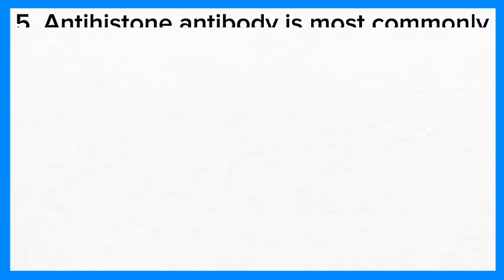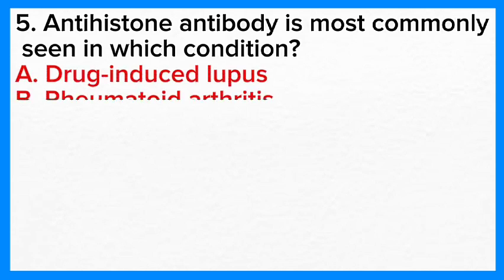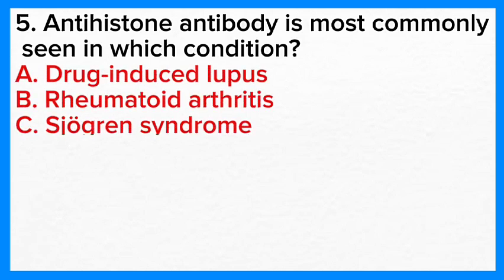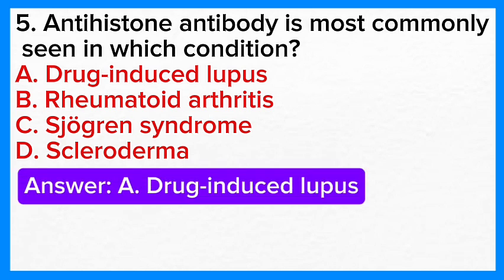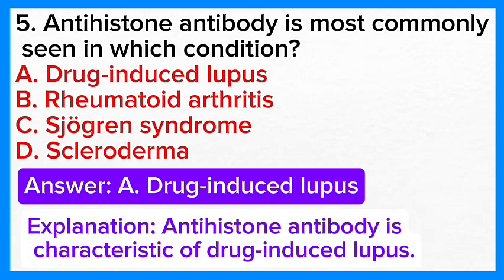5. Antihistone antibody is most commonly seen in which condition? A. Drug-induced lupus, B. Rheumatoid arthritis, C. Sjögren syndrome, D. Scleroderma. Answer: A. Drug-induced lupus. Explanation: antihistone antibody is characteristic of drug-induced lupus.